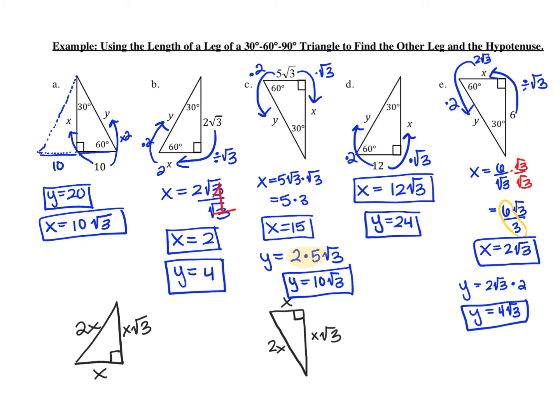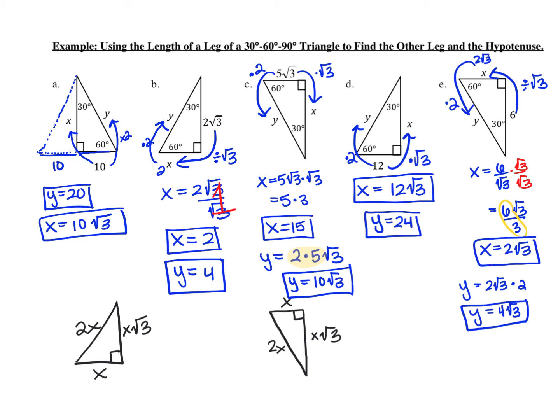Now letter E gets a little bit tricky because initially we're given the medium leg and we're dividing by root 3. So we know that we cannot have a root in the denominator, so now you have to rationalize by multiplying by root 3 over root 3. So once you multiply by root 3 over 3, that's going to give you 6 root 3 over 3, and then the 6 and the 3 will simplify to 2 root 3. So this one was a little bit more difficult only because we had to rationalize, but hopefully you got the right answer.